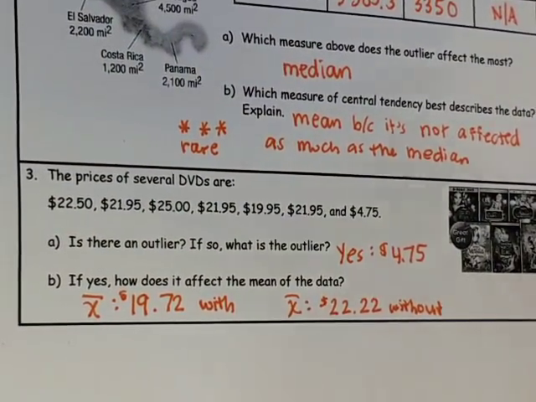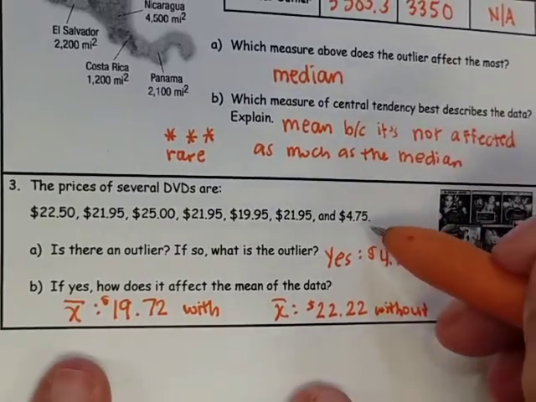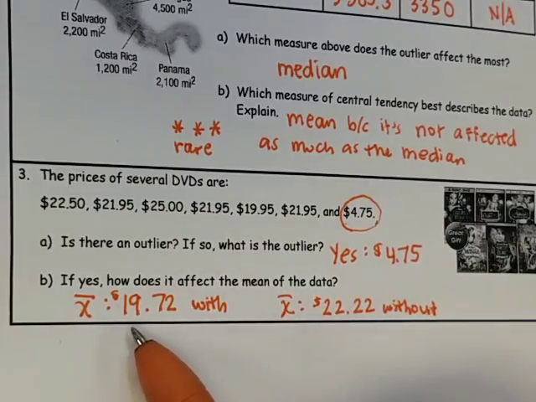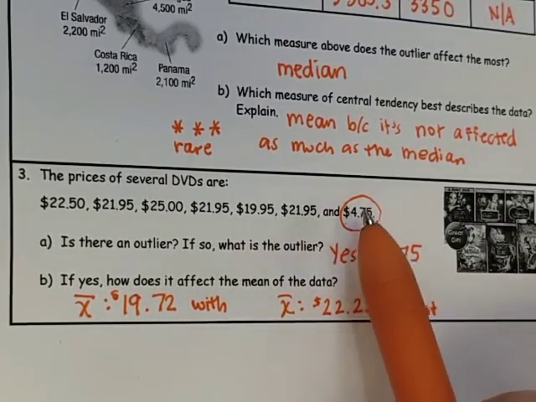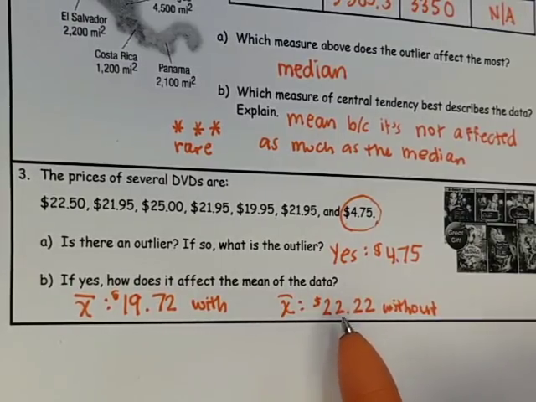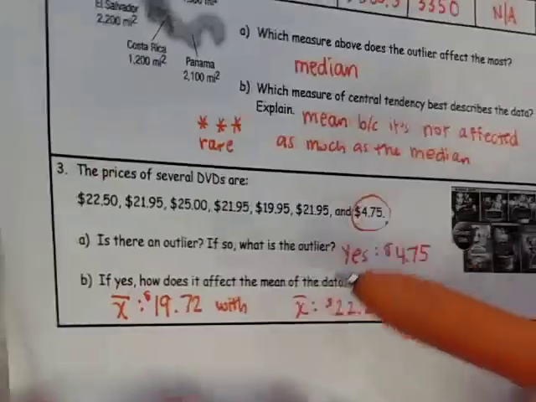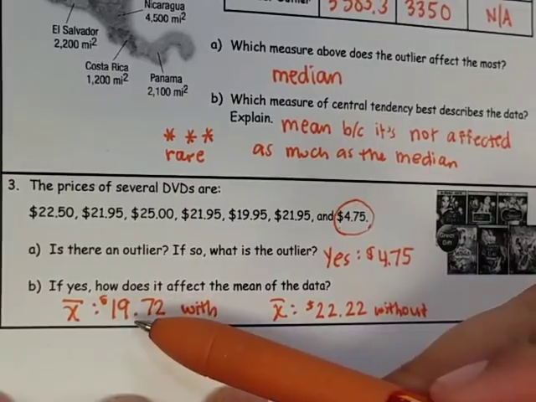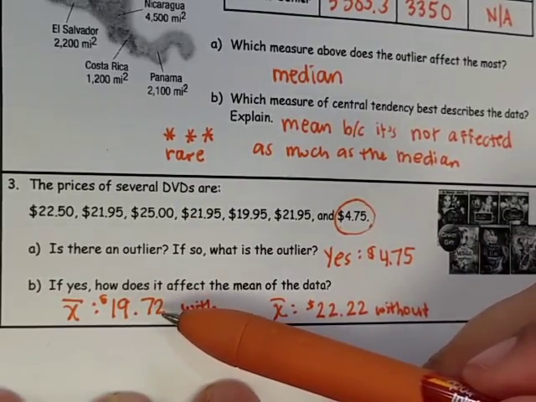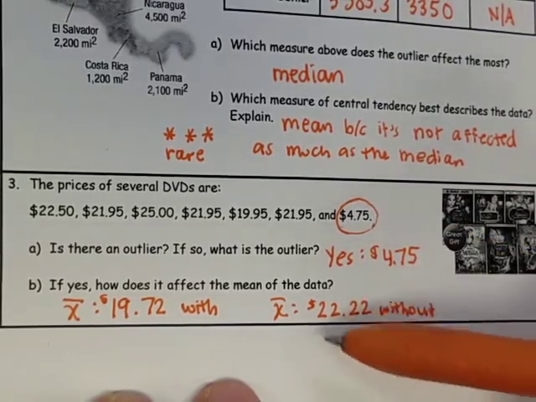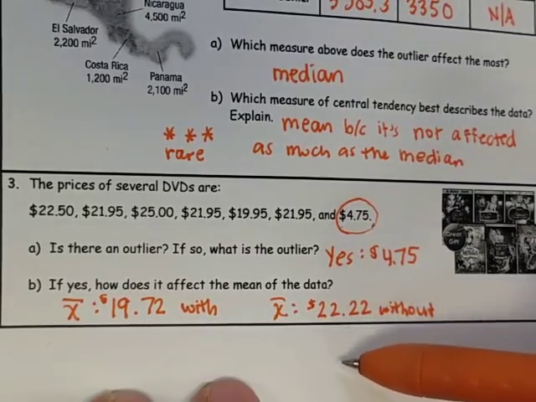All right, down here, the prices of several DVDs. Is there an outlier? Yes, it was the price down here, the $4.75. And how does it affect the mean of the data? Well, with the $4.75, the mean was 19.72, and then without the $4.75, it was $22.22. So taking this out actually showed that the average cost was more expensive. A store selling these DVDs would probably use this one so that it seems cheaper to the audience. But if you really want to know what an average price of a DVD is, you would say, take out that outlier because I want to know what actually is the average. And the more precise average would be the $22.22.